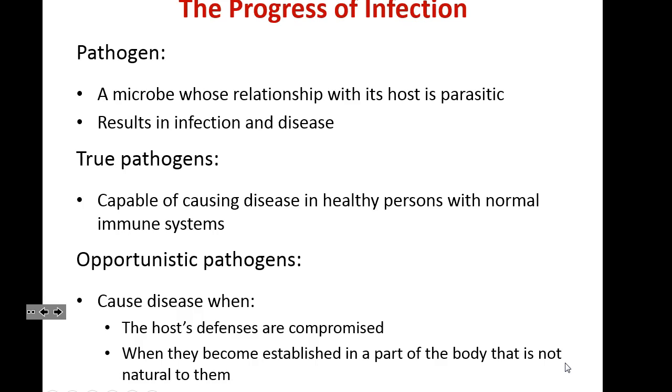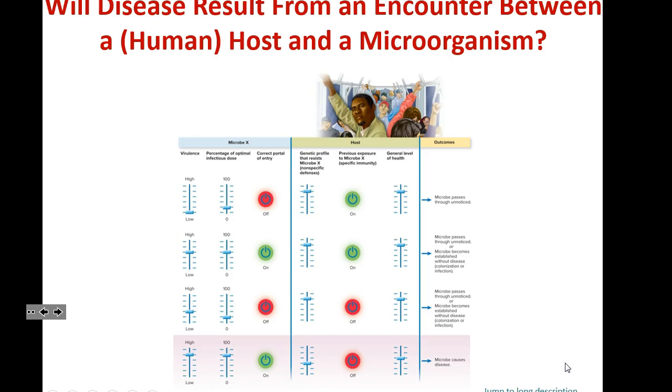So a pathogen is a microbe whose relationship with its host is parasitic. It results in infection and disease. If it's pathogenic, it results in infection and disease. True pathogens are capable of causing disease in healthy persons with normal immune systems. Some pathogens are called opportunistic. They cause disease when the host defenses are compromised and when they become established in a part of the body that's not natural to them.